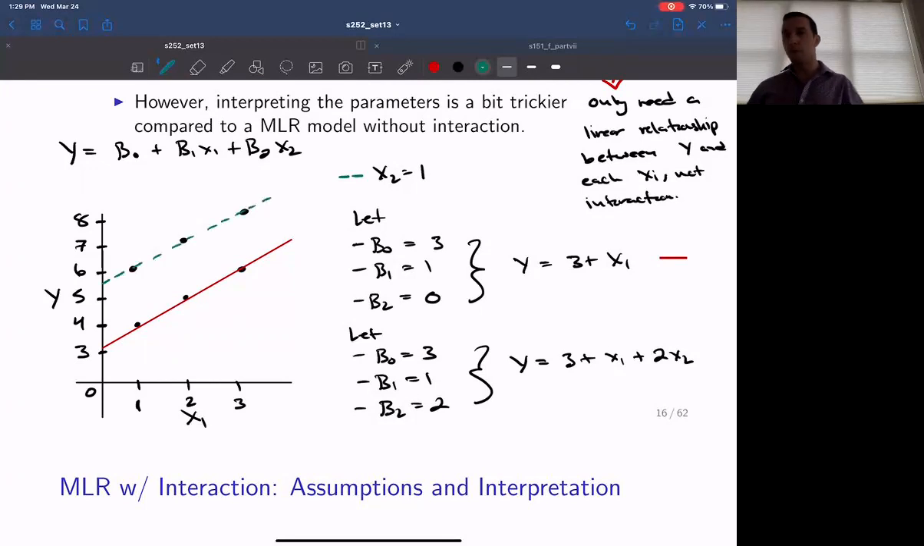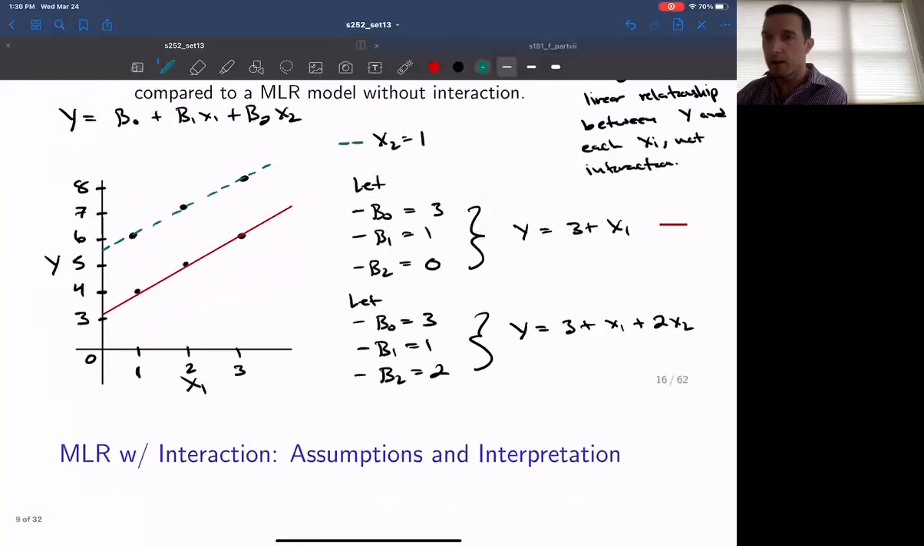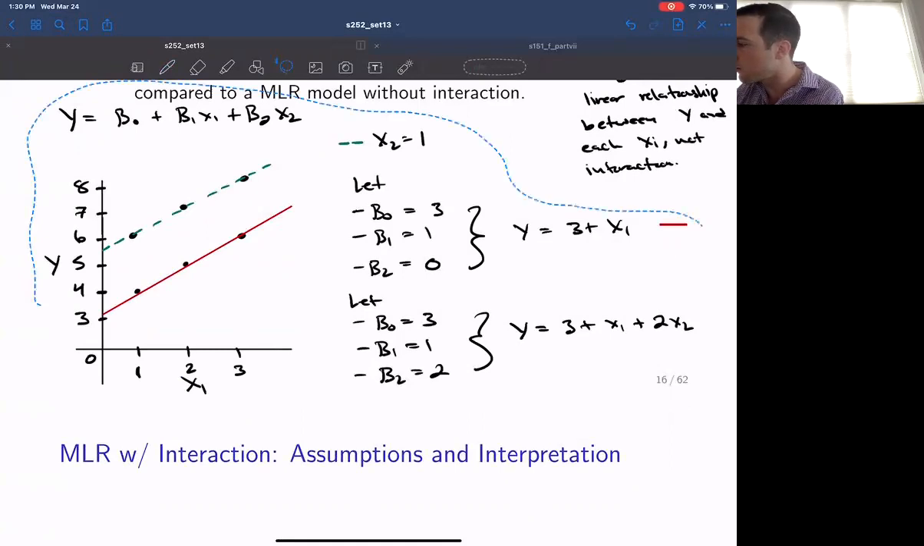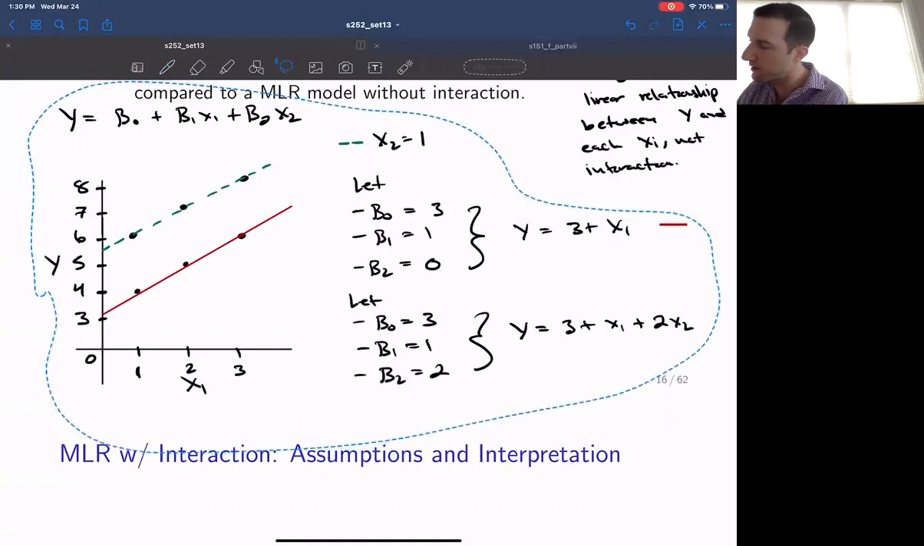Now the point of this is to show that regardless of the value that x2 takes on, we have a consistent slope for x1, and we are basically building sets of parallel lines. Okay, now let's watch what happens when we introduce interaction into the system. So let's take this exact same scenario as it is shown above here.